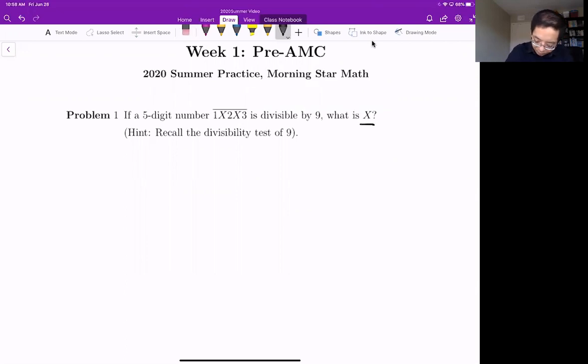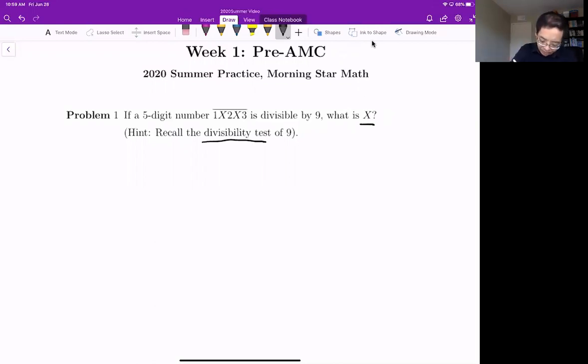Okay, so here what we need to use is the so-called divisibility test of 9. So what is the divisibility test? Those provide a shortcut to tell whether a number is divisible by some integers like 9, 3, 5, 4, 6, something like that. Especially for 9, the divisibility test says a number is divisible by 9 if and only if the sum of the digits is divisible by 9.